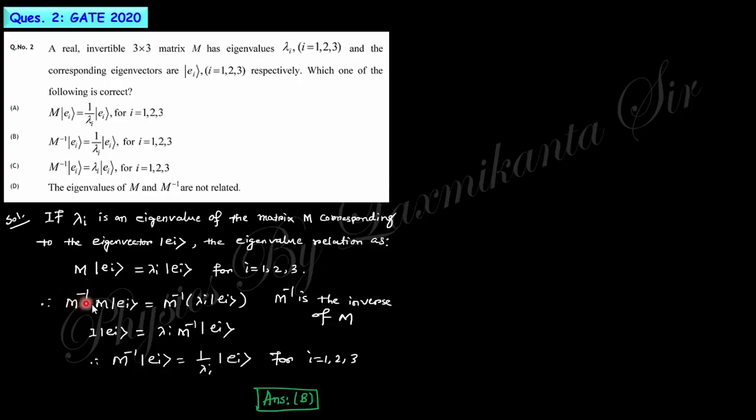If we multiply by M inverse on both sides, this will give you the identity matrix, and this is M inverse. So M inverse times this vector equals 1 by lambda times this vector. So option B is the correct answer of this question.